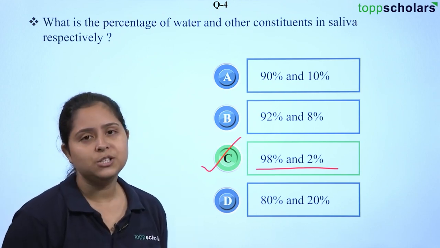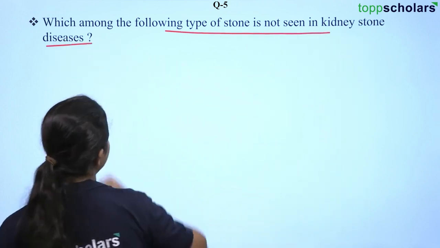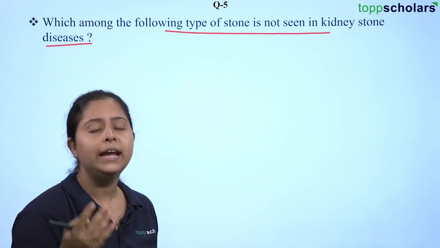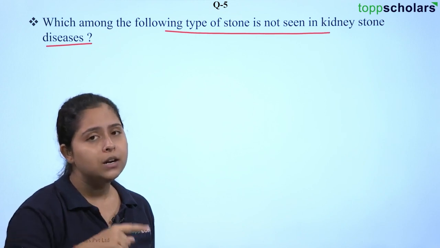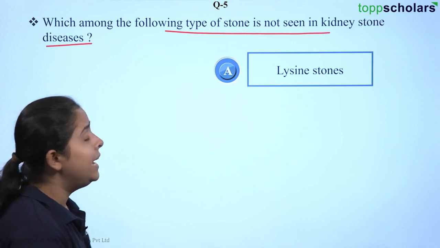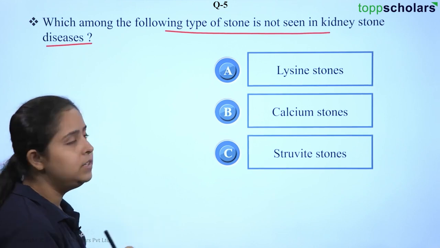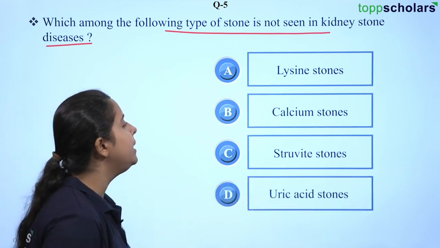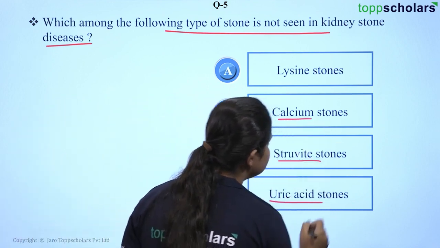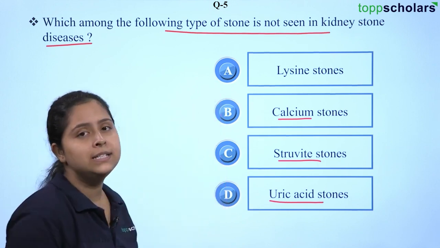Now, let's proceed with the next question. Which among the following types of stone is not seen in kidney stone diseases? You might be familiar with the kidney stones that happen in individuals. There are also gallbladder stones. Let us have a look at the options first over here. Option A is lysine stones, option B is calcium stones, option C is struvite stones, and the last option D is uric acid stones. So, these calcium, struvite, uric acid, cystine stones are very common when we are talking about kidney stone diseases.